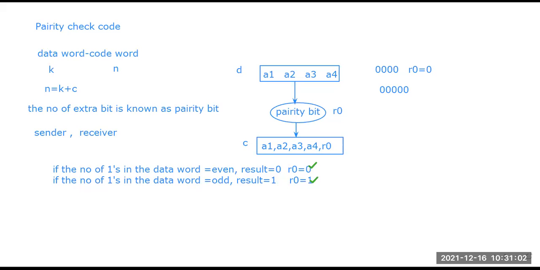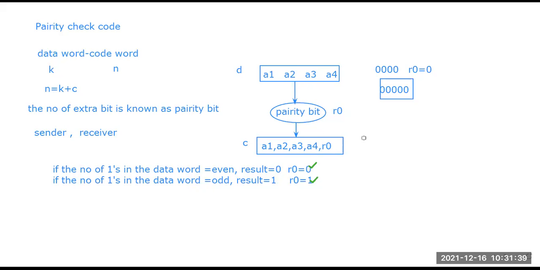The receiver receives the 5-bit word. Then a check is performed on it, again calculating the total of the bits. Suppose this particular word was received at the receiver side. This is the message received. Now we again calculate the summation of all the bits, that is 0 plus 0 plus 0 plus 0 plus 0, all of them added.